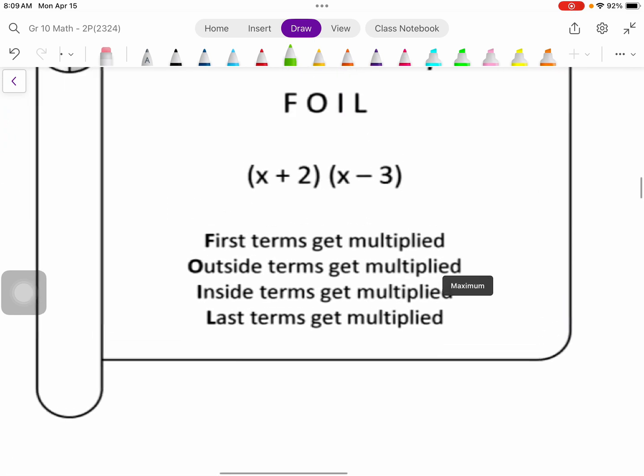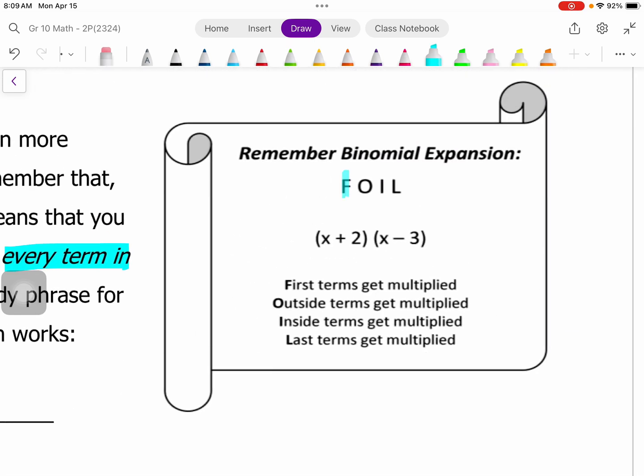So FOIL just stands for, so the F is first. So first we multiply the first terms in our brackets. So x is the first term in this bracket, and x is the first term in this bracket. So first we take our first two terms and multiply them together.